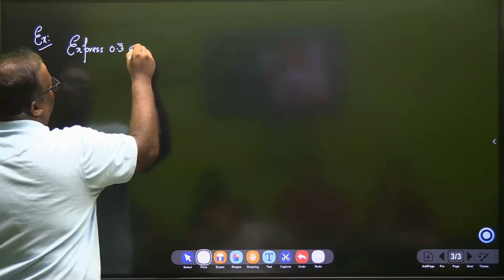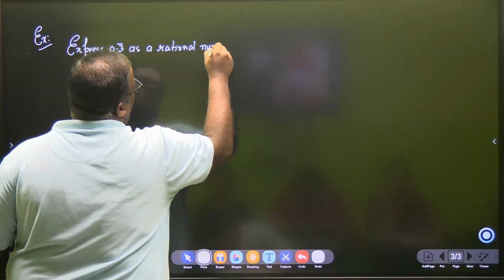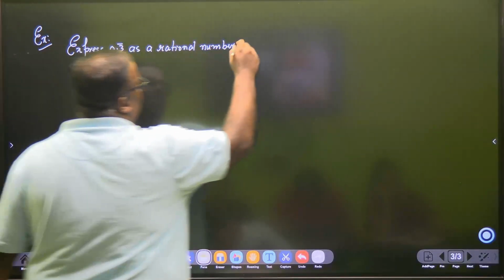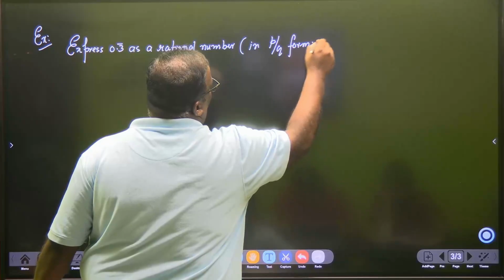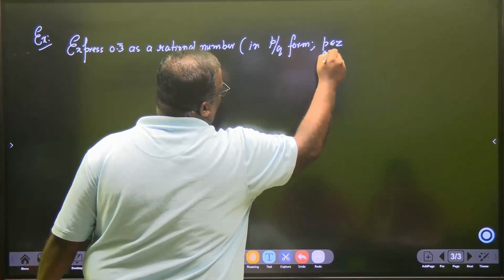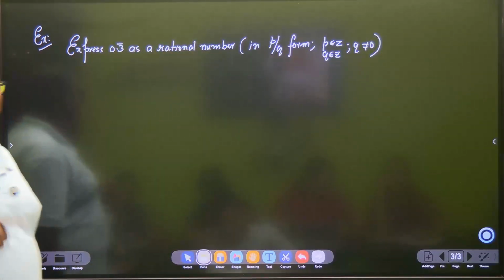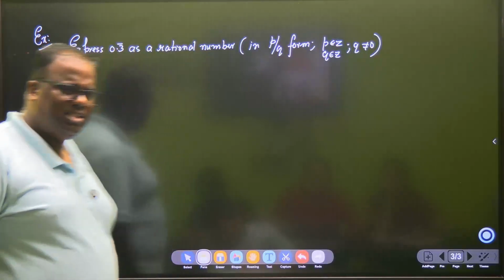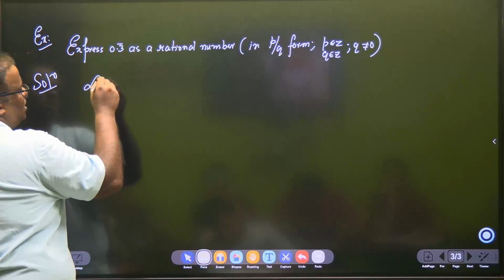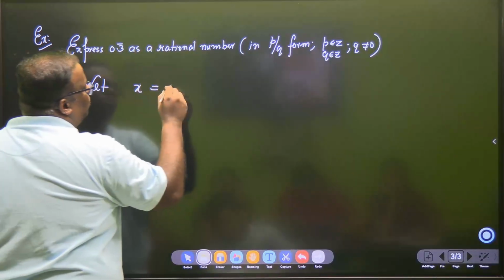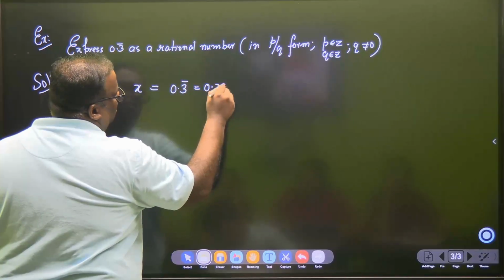Express 0.3 bar as a rational number, or they might say in P upon Q form, P belongs to Z, Q belongs to Z, Q cannot be equal to 0. Ultimately, they have said to express it as a rational number. Ready? It's the same trick. First time you watch how I'm doing it, after that you will be able to do it. We first say, let X be equal to 0.3 bar, which is equal to 0.33, dot dot dot.